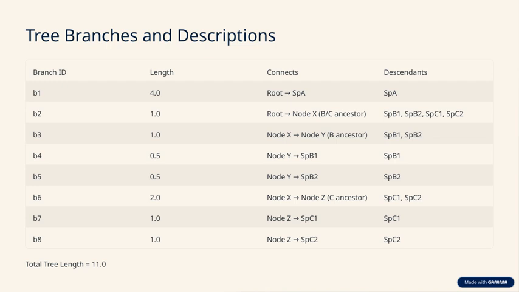Adding all these lengths together, the total tree length sums to 11. This overall structure illustrates how the branches and their connections form a hierarchical tree, with some nodes acting as central points connecting multiple descendants. Understanding this layout helps us grasp the relationships and distances between different nodes, which is fundamental for analyzing evolutionary paths or similarities within this tree.